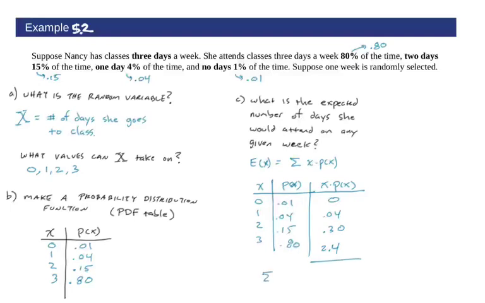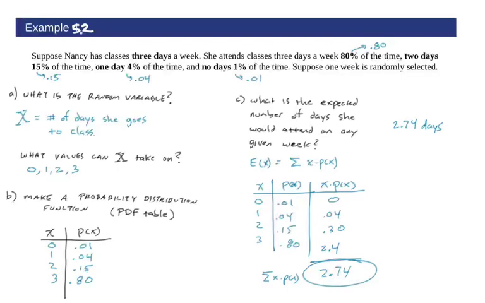And now I could go ahead and add these guys downwards. But let's use our proper notation here. So that's a summation of x times p of x. And that's going to give us 2.74. So we would expect on any given week that Nancy would attend class about 2.74 days.